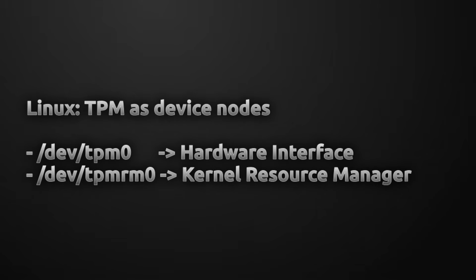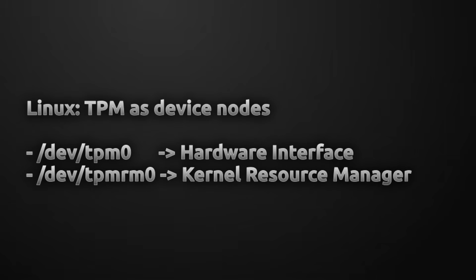To fix that, we need a resource manager, a layer that virtualizes access and lets many applications safely share one TPM. On Linux, TPMs show up as device nodes: /dev/tpm0, the raw hardware interface, and /dev/tpmrm0, the kernel's built-in resource manager endpoint. If you open /dev/tpm0 directly, you get exclusive access, but you also take full responsibility for context management, which is messy and unsafe in a multitasking OS. That's why almost every modern application instead uses /dev/tpmrm0, where the kernel handles all of that virtualization for you.